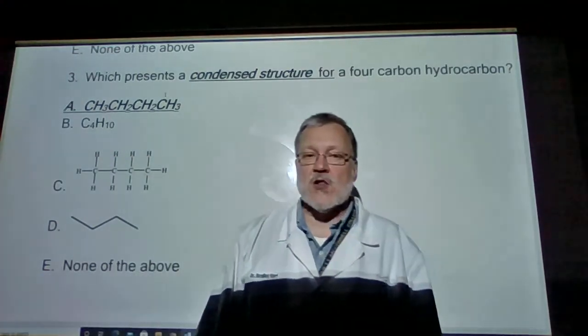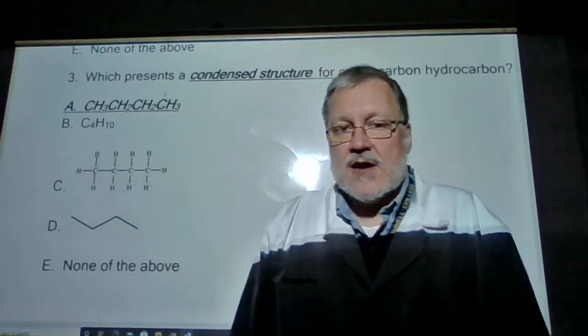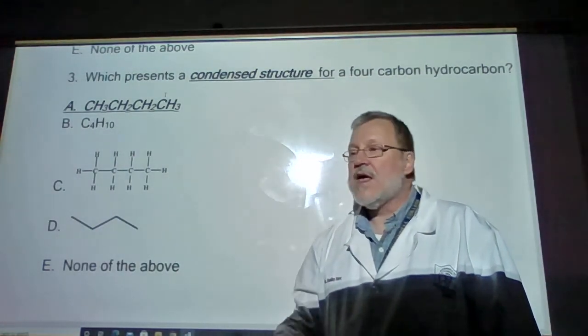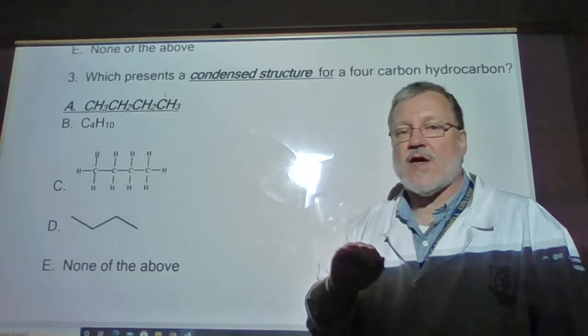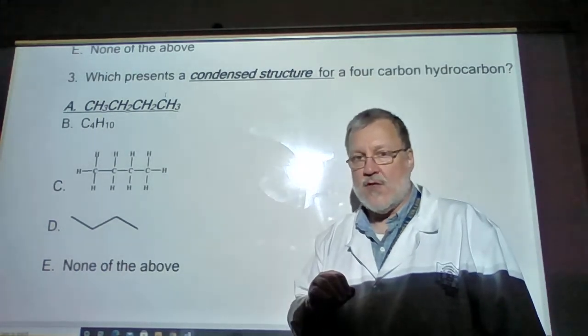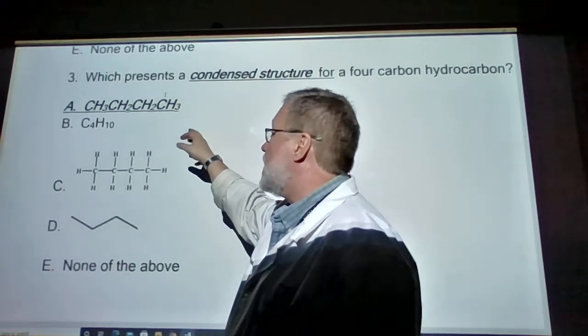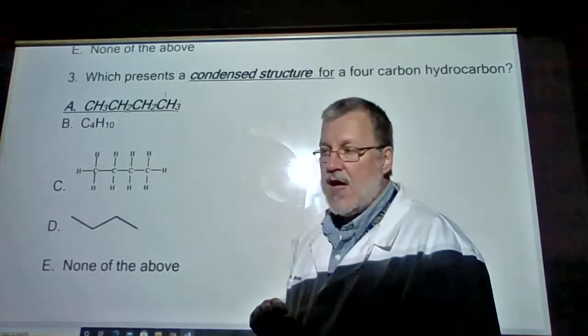Number B is a molecular formula. Molecular formula just tells you how many carbons there are and how many hydrogens there are. It gives you no information about how they are attached to one another. So the best answer, the correct answer for this condensed formula is A.